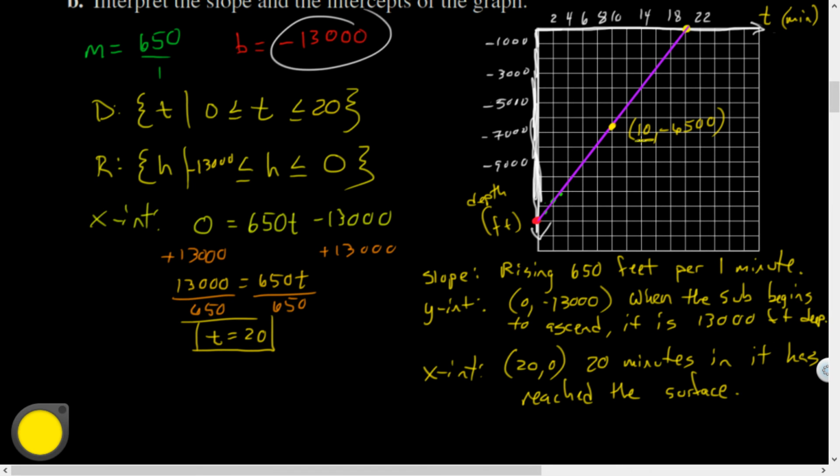Well, it means 10 minutes after it started ascending. So 10 minutes in, the depth of the submarine is 6,500 feet. Right? So that's what that one point would represent. So trying to recognize that all of these points on the line represent different points in time and depths of this submarine.